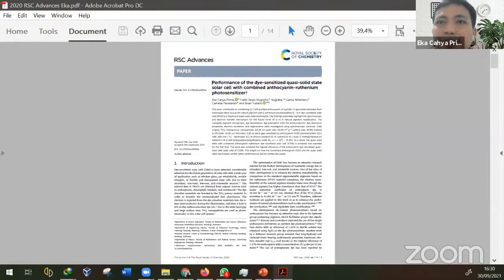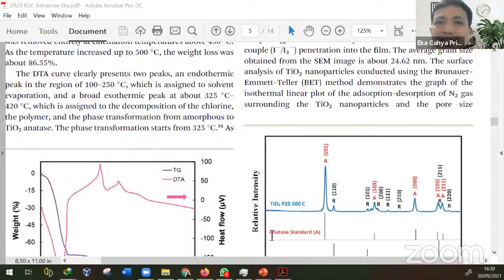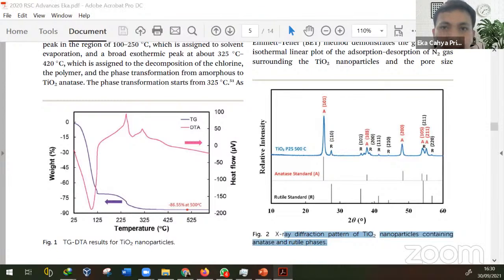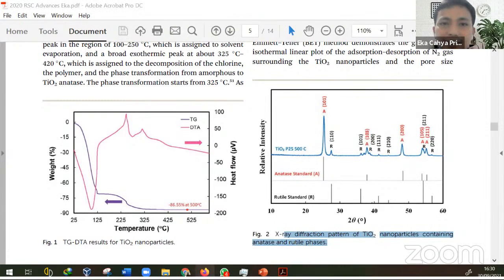Here is the example of an X-ray diffraction peak. This is the X-ray diffraction pattern of titanium dioxide nanoparticles having anatase and rutile phases. How is the anatase phase? You can search on the internet here.